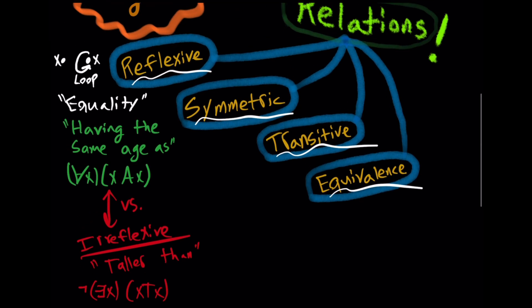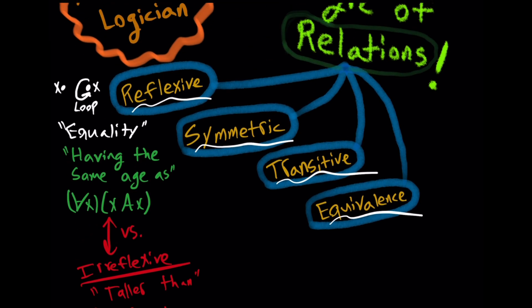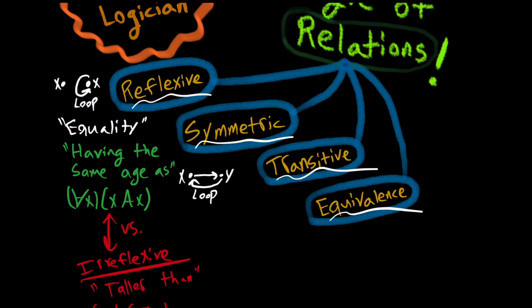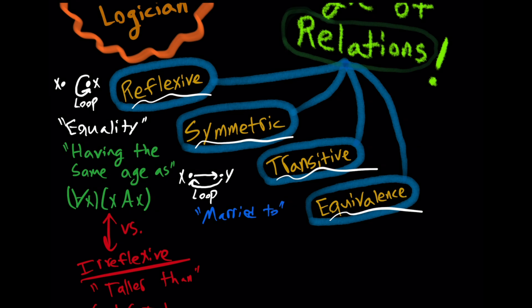Another type of relation that's possible is something that is symmetric. So consider the relationship between x and y. If x is related to y, and y is related to x in the same way, we have this loop between the two. Once again, consider the example of married to. That is symmetric. When a first thing is related to a second, and the second is related to the first in precisely the same way, we have a symmetric relation.